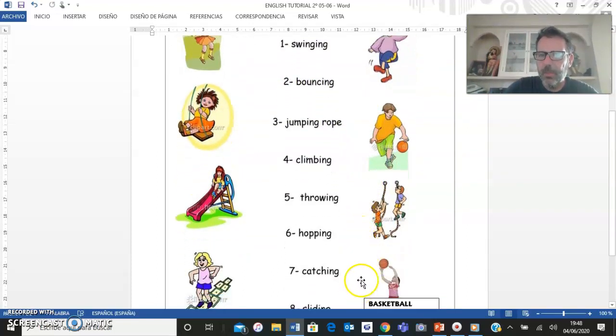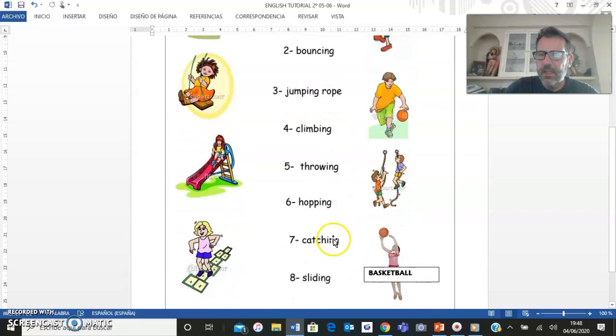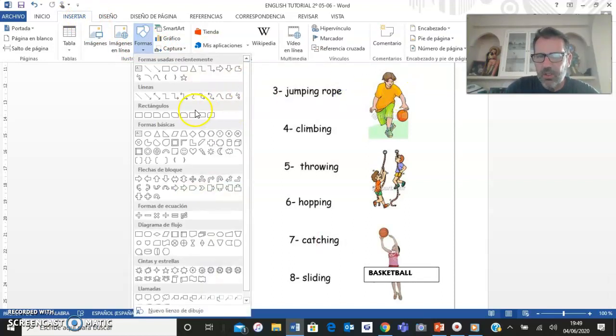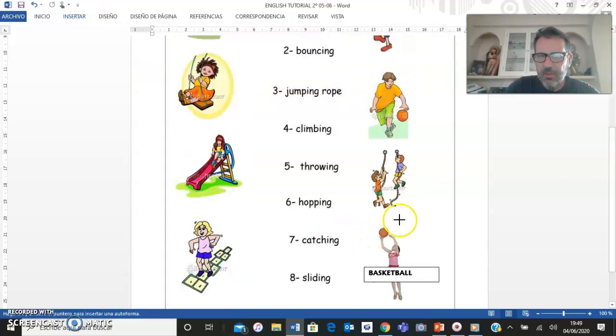And look, you can do this at home too, if you want. You can do Insertar because this is a Word document. That means you can do exactly what I'm doing if you know how to do it. So that way you don't have to print it. De esta manera no tienes que imprimir.